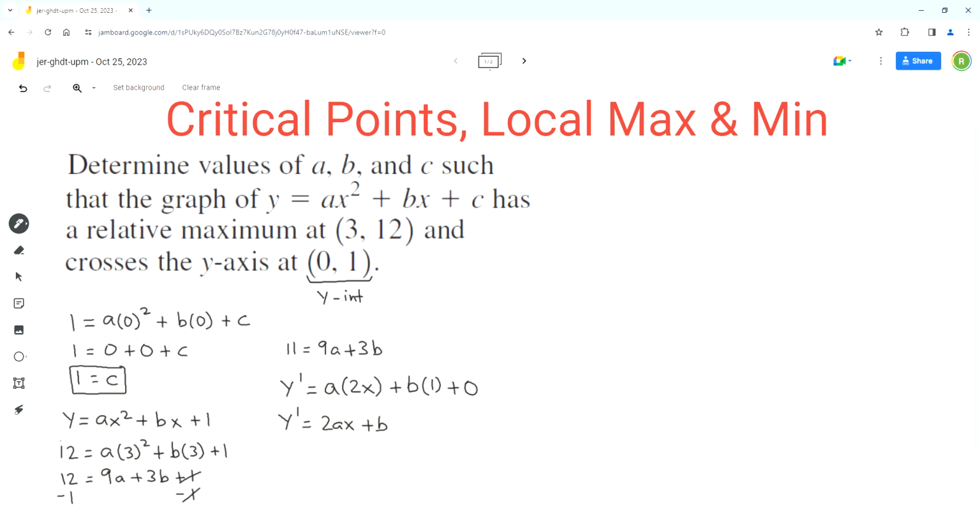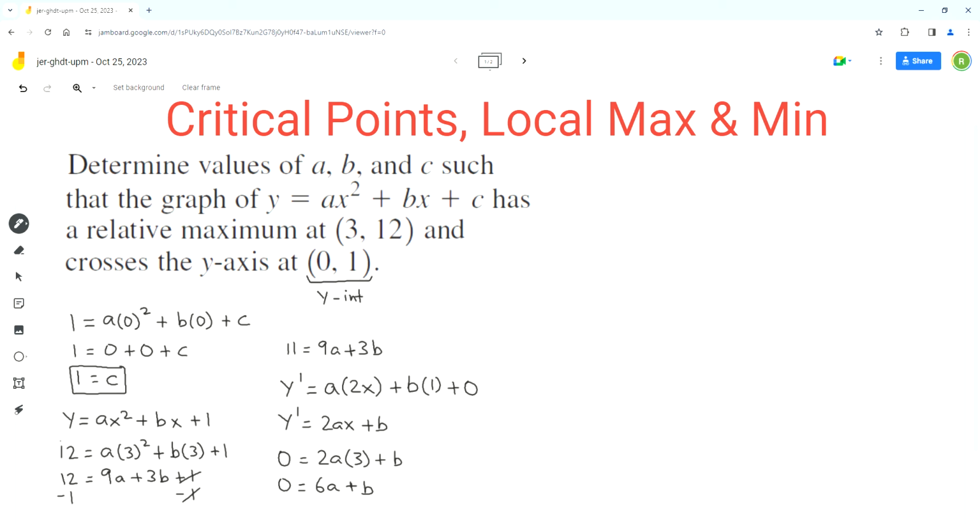Now at the relative maximum, the slope of the tangent is 0 and the point is (3, 12). So we'll sub in 0 on the left side because y prime represents the slope of the tangent, and the x value is 3. So we get 2a times 3 plus b. And now we can simplify this equation to 0 equals, 2 times 3 is 6, so we get 6a plus b. So this is our second equation with a and b.